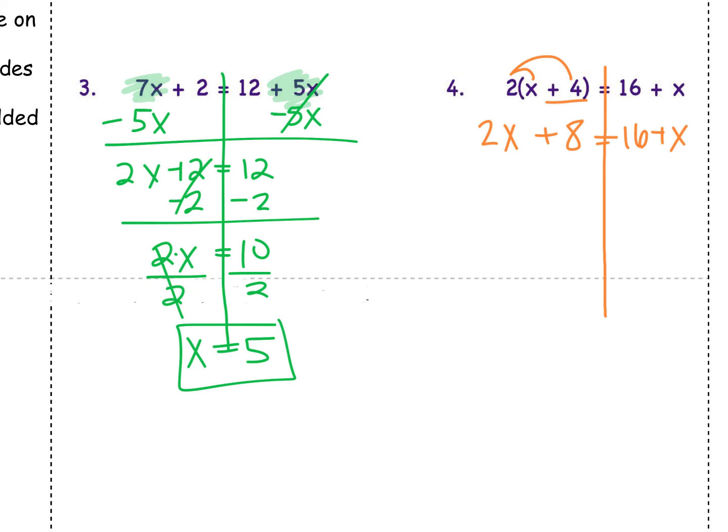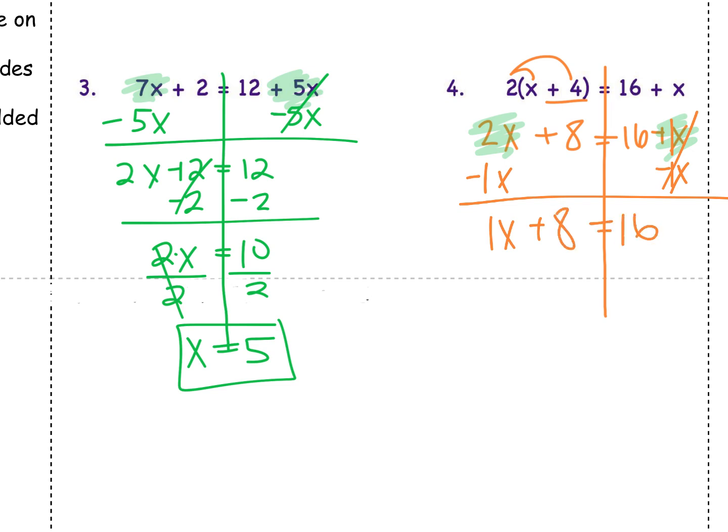Now look at your variables. We have to get all the variables together. We have a 2x and a 1x. Remember, you can squeeze that 1 in. I know 1 is smaller, so I'm going to move the 1. It's positive 1, so I'll subtract 1 on both sides to get rid of it. 2 minus 1 is 1x plus 8 equals 16.